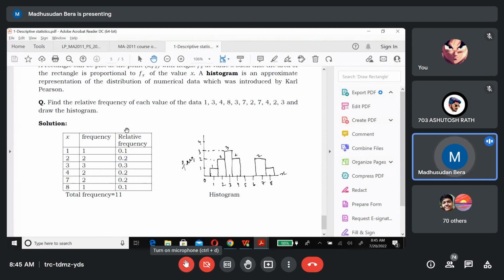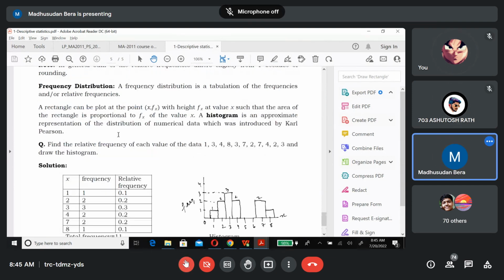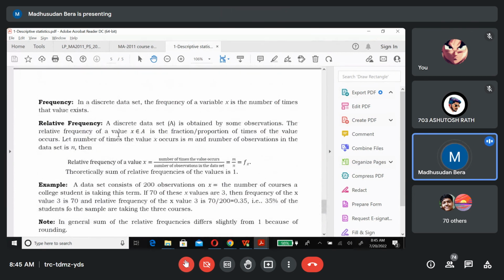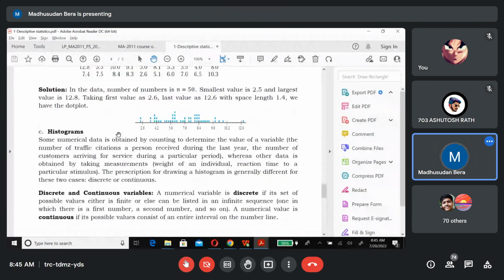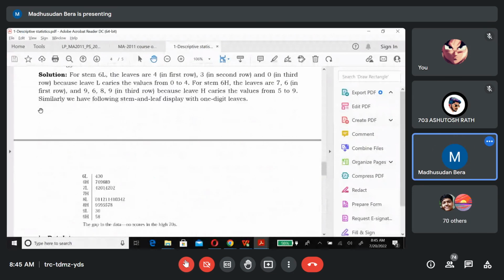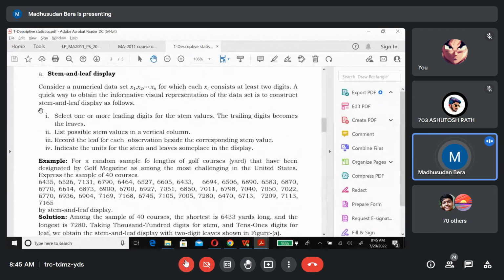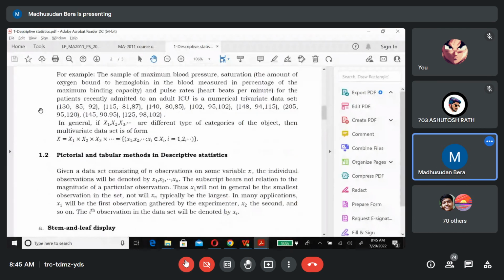Up to this it is okay? Yes, sir. I have not shared this one, I will share this. Okay. So you go through mainly histogram onwards here, and before that you go through up to this. Sometimes questions may come from frequency, relative frequency, those things. Basically, whatever the classical definition of probability, that is nothing but relative frequency.